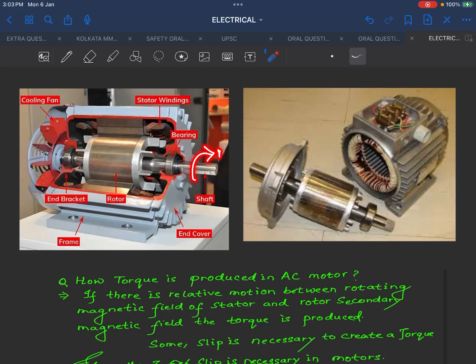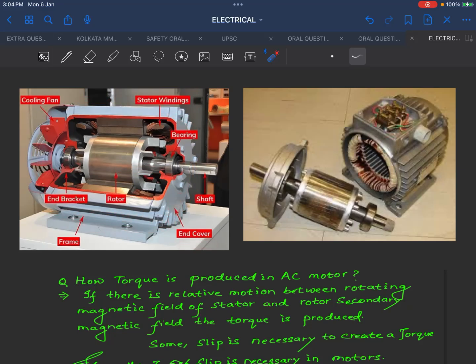Mechanical energy is produced and we get the power. This is connected to a pump, for example, to take the mechanical power and convert it into another form of power. This is the rotor, this is the stator, this is the cooling fan mounted on the rotor side, and this is the bearing, which reduces the friction. This is the overall frame, and this is the end cover.